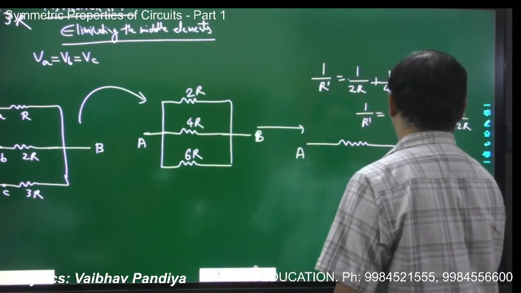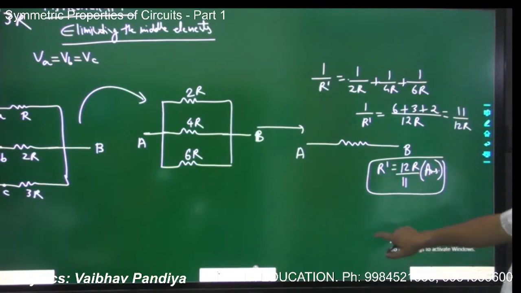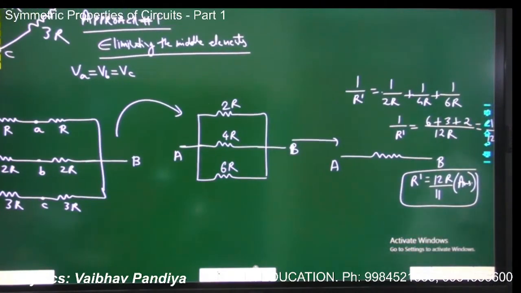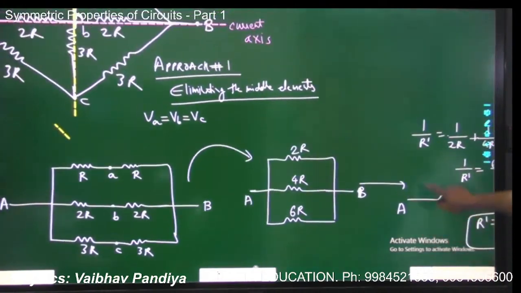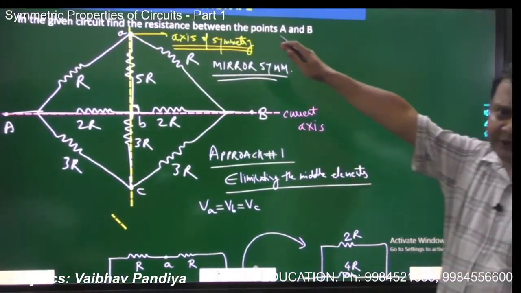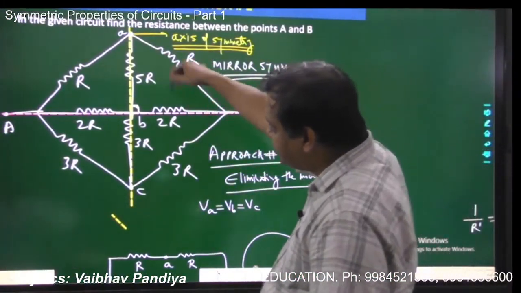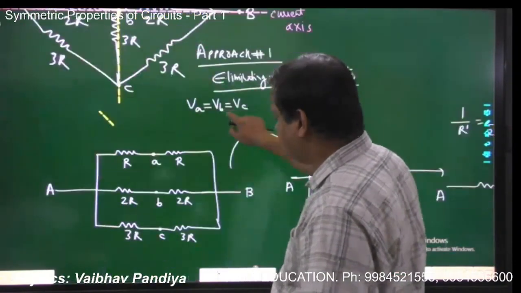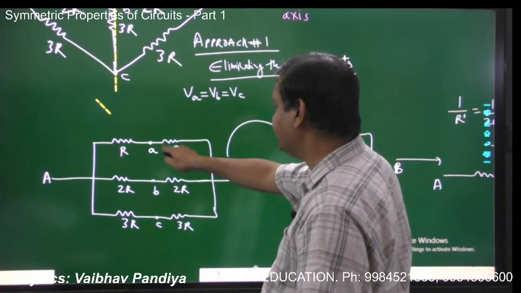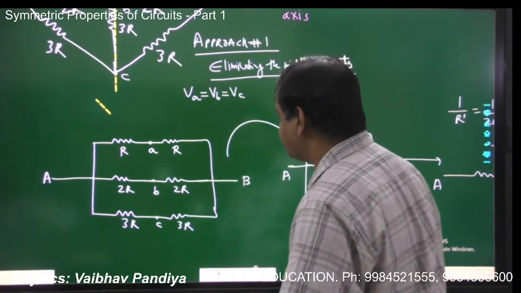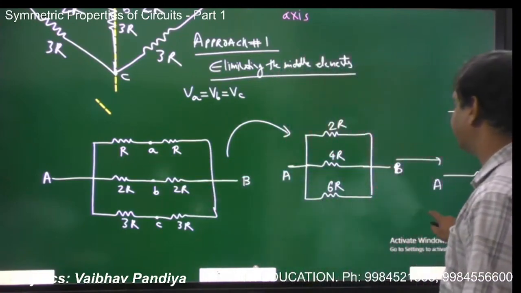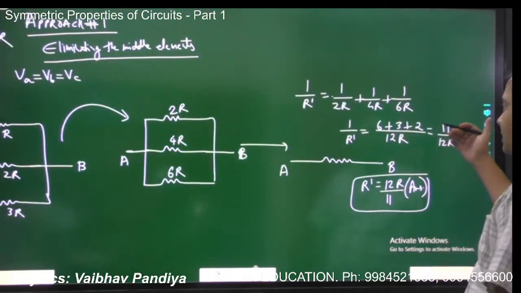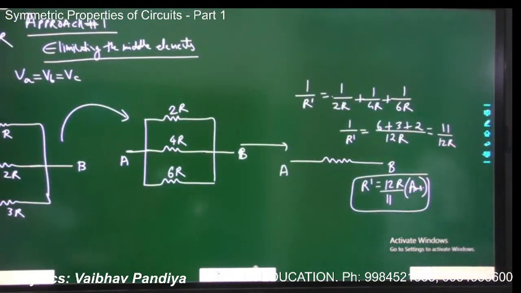This is your answer to this problem, 12R by 11. Got it? So this you have done by the first approach. What you did, you have taken the points on the mirror axis and eliminated the resistors between such equipotential points, and denoted those points as separate points. So you got three effective resistances in parallel, 2R, 4R, 6R, and then you simply applied the formula for the parallel combination, 1 by 2R, 1 by 4R, and 1 by 6R, correct?